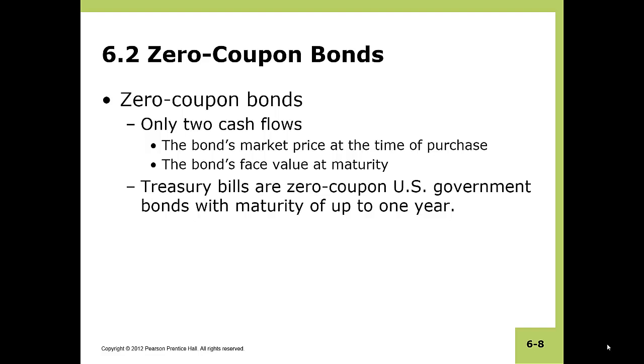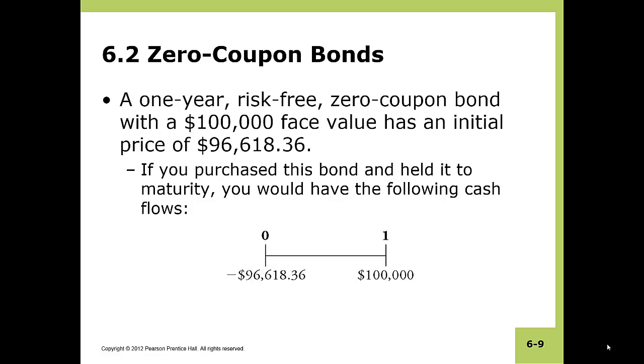Treasury bills are zero coupon bonds that the U.S. government issues with maturities of up to 1 year. A 1-year risk-free zero coupon bond with $100,000 face value has an initial price of $96,618. I'm not exactly sure what the interest rate is that they are using, but you have to use some kind of interest rate. So I guess this is how you figure it out.